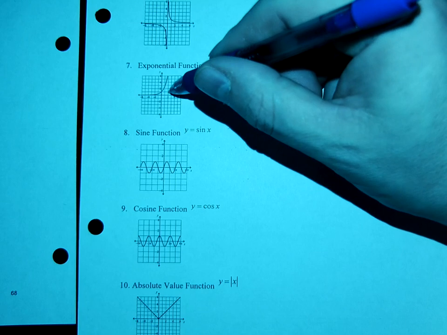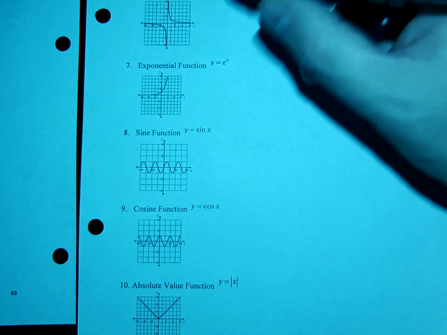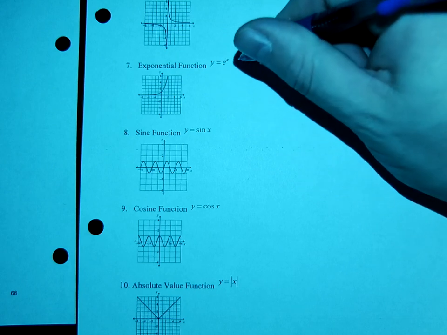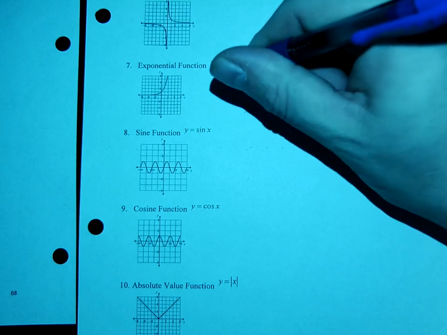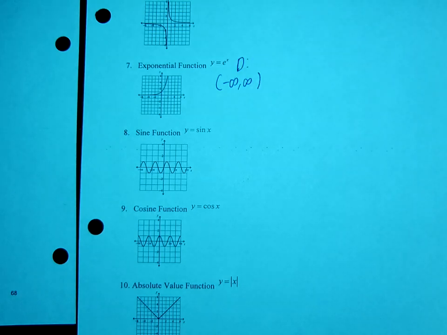Similarly, we can substitute in larger values of x as well. E squared, e to the third, e to the fourth. So my domain here is not limited. My domain will be negative infinity, comma infinity, as we can substitute any value in for x here as well.